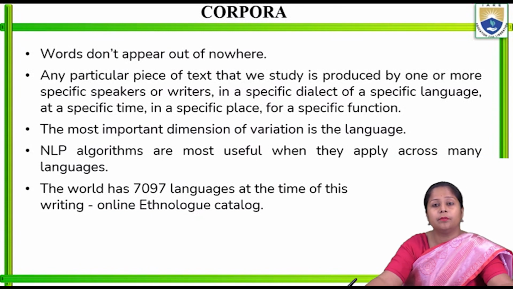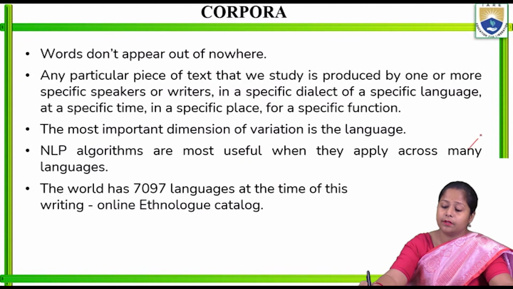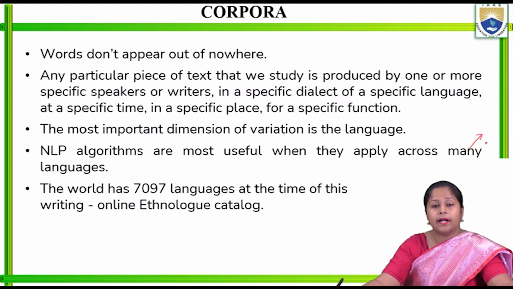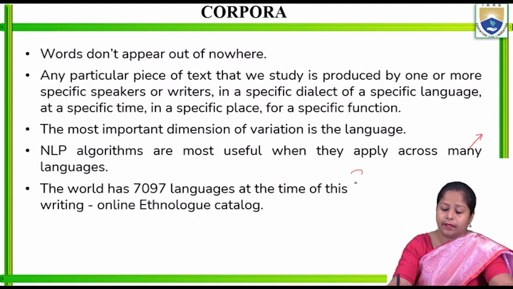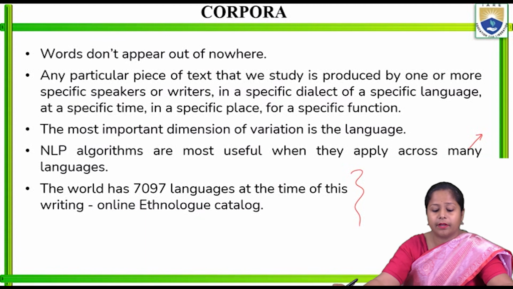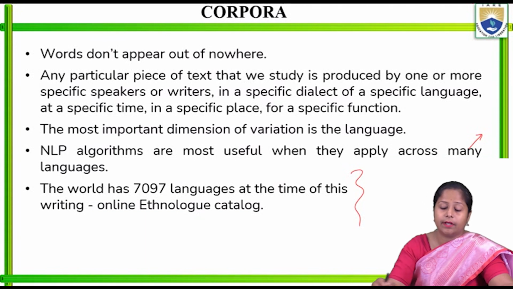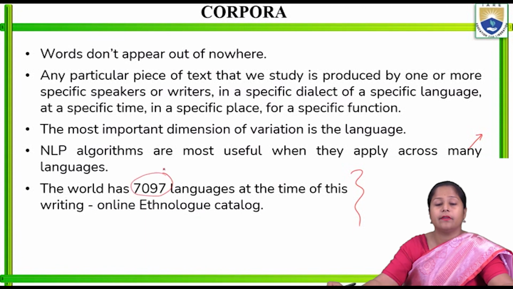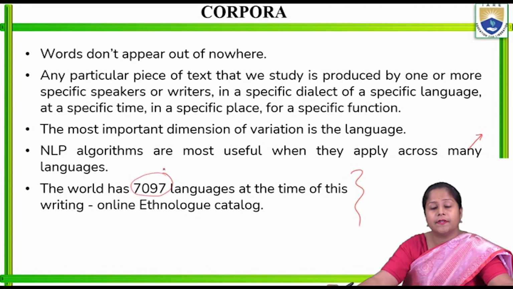NLP algorithms are most powerful when they apply across many languages and corpora. There are 7,097 languages considered natural languages at the time of this writing, taken from the online Ethnologue catalog. So basically, I can say there are more than 7,000 to 8,000 languages in the world at present.